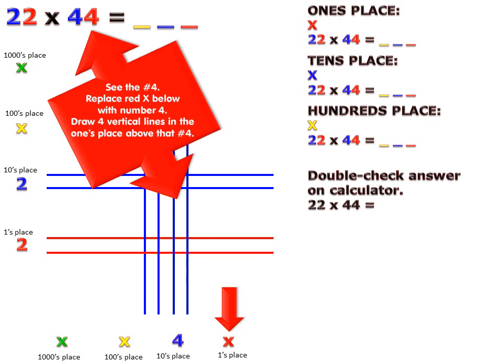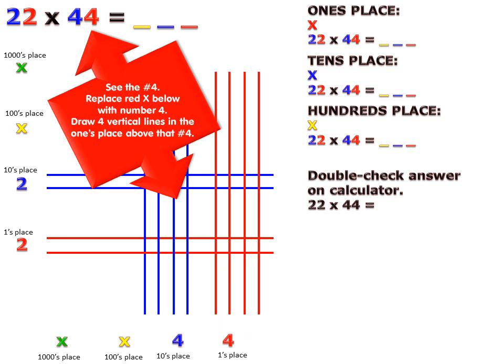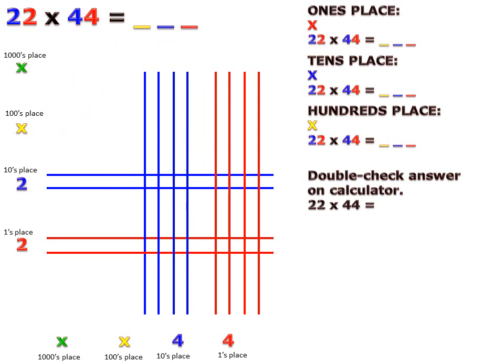See the number 4? Replace the red X below with the number 4. Then draw 4 vertical lines in the ones place above that number 4. The number 4 now has been written in, and there's our 4 vertical red lines in the ones place.